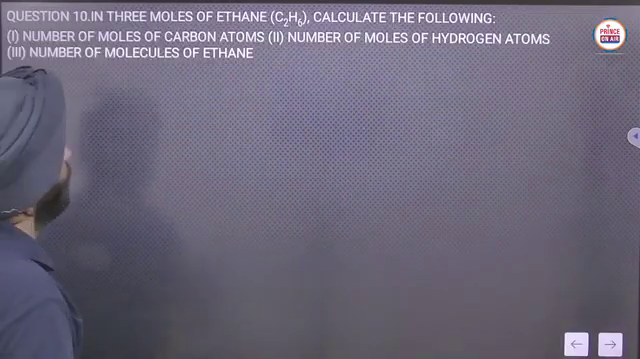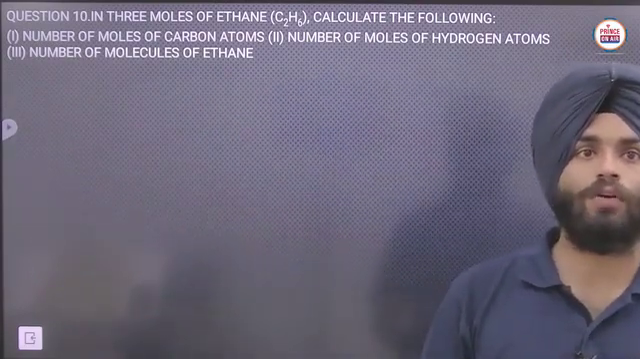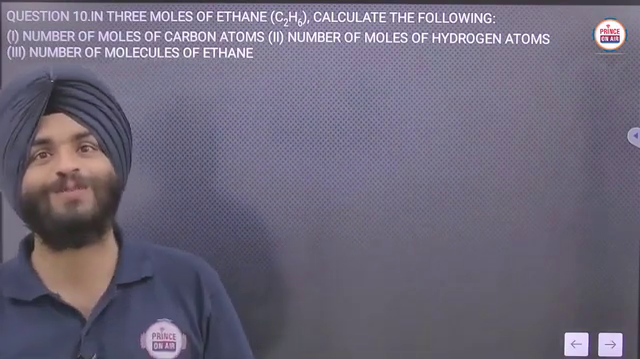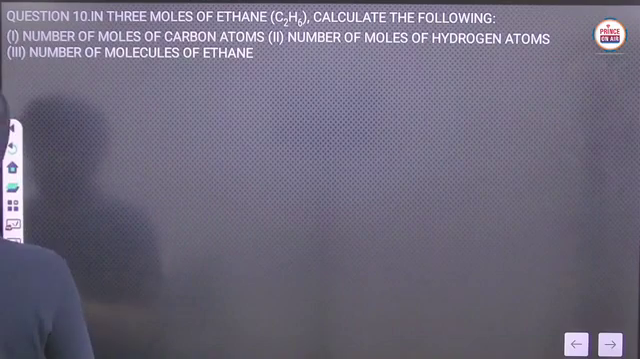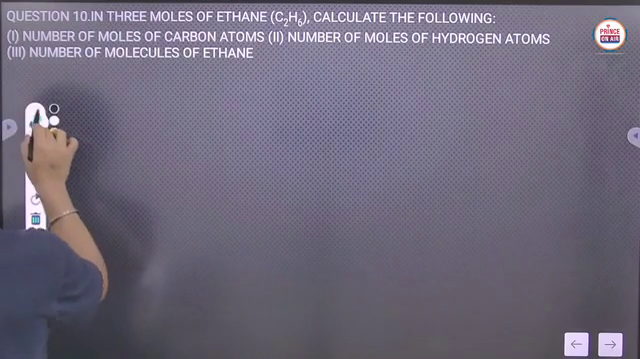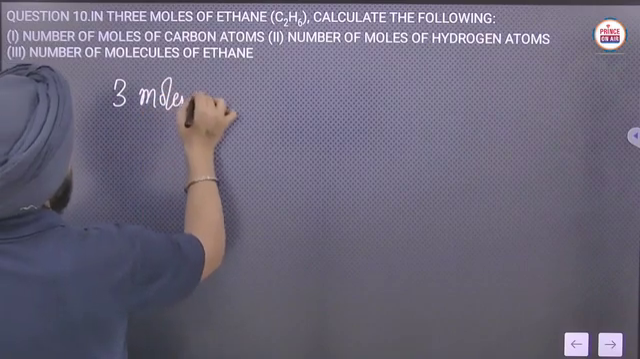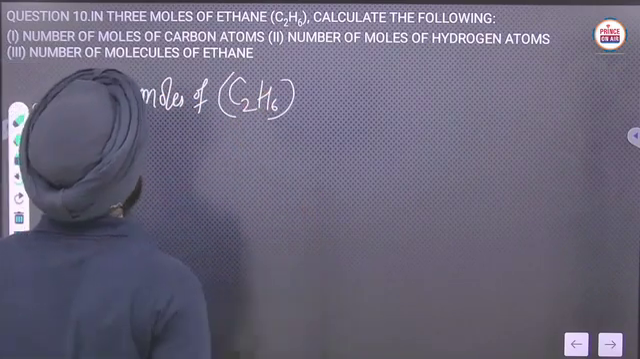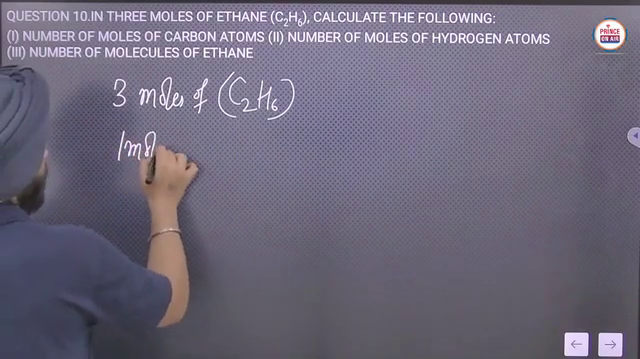Now next question. In 3 moles of ethane, calculate the following: number of moles of carbon atoms, number of moles of hydrogen atoms, number of moles of ethane. That is a simple question here. See, if you are having 3 moles of ethane, ethane is C2H6.